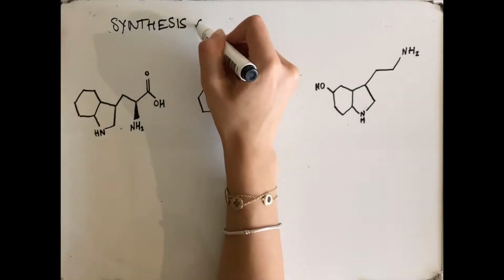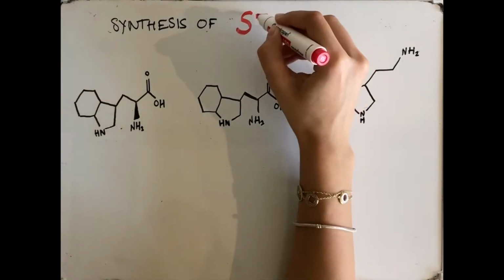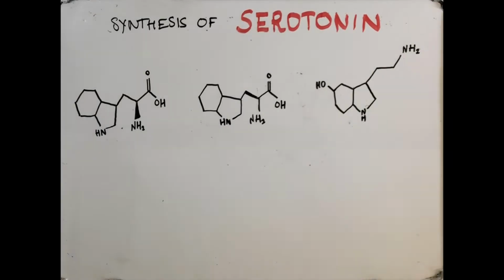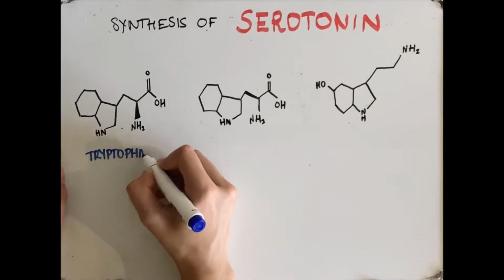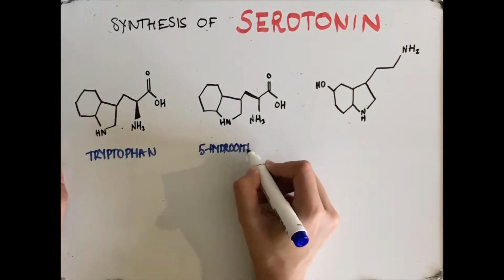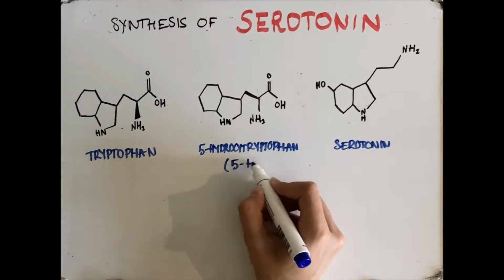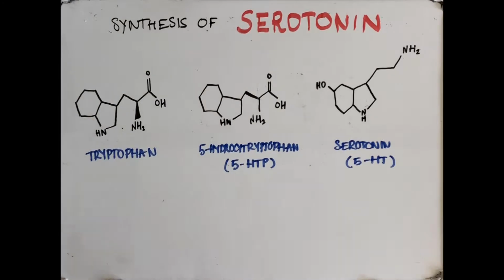So now we're going to talk about the synthesis of serotonin and how we get serotonin in the first place. Firstly, an amino acid known as tryptophan is converted into 5-hydroxytryptophan, which is also commonly referred to as 5-HTP. And then this is converted to serotonin, 5-HT.